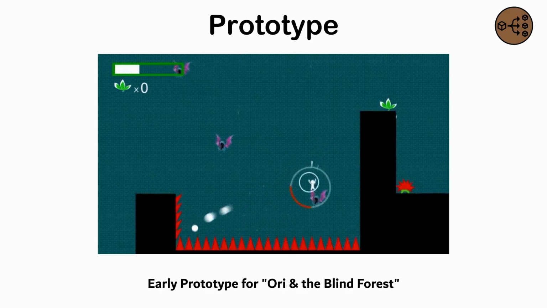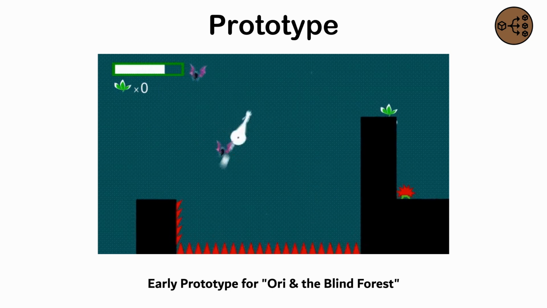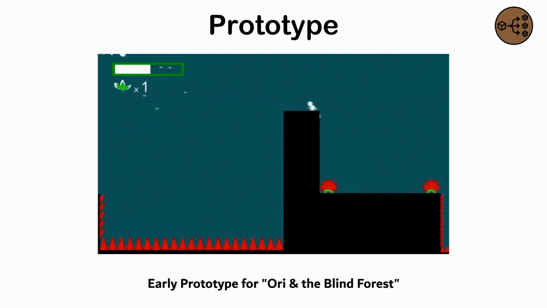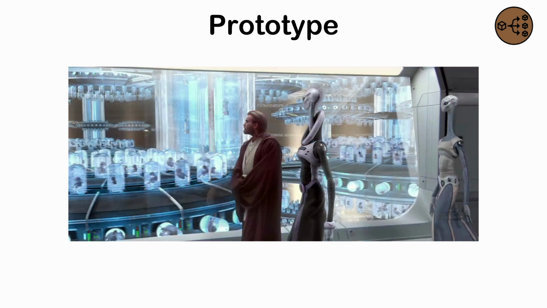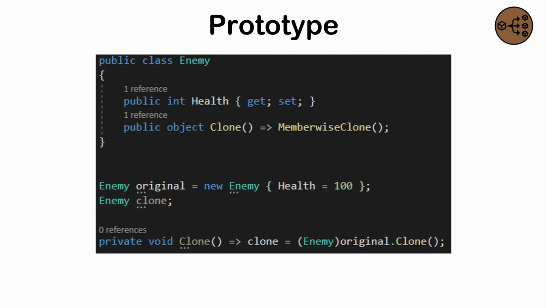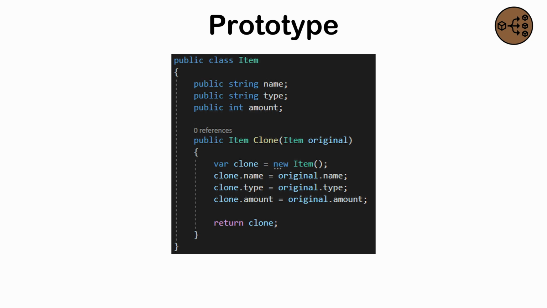Not to be confused with the prototyping phase of production, which comes between planning and testing. Prototypes focus on creating new objects by cloning existing ones. Start by defining a method in your base class that performs the cloning. Depending on your language, this might be as simple as calling a built-in method, or you might need to copy properties manually. Prototypes are ideal when creating an object from scratch is expensive or complex.